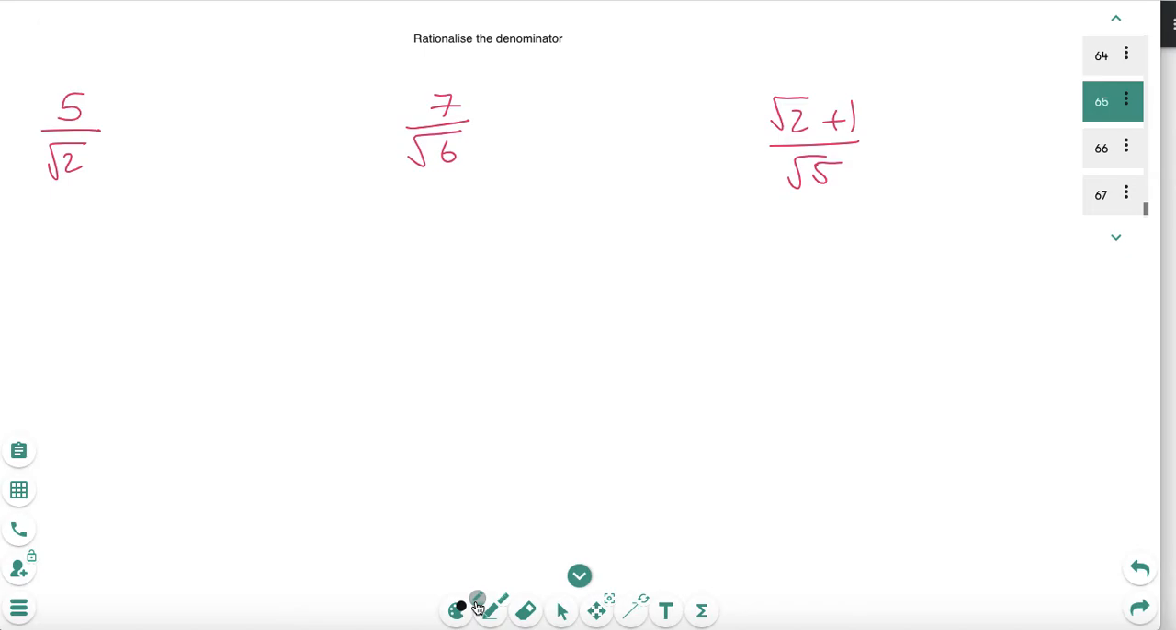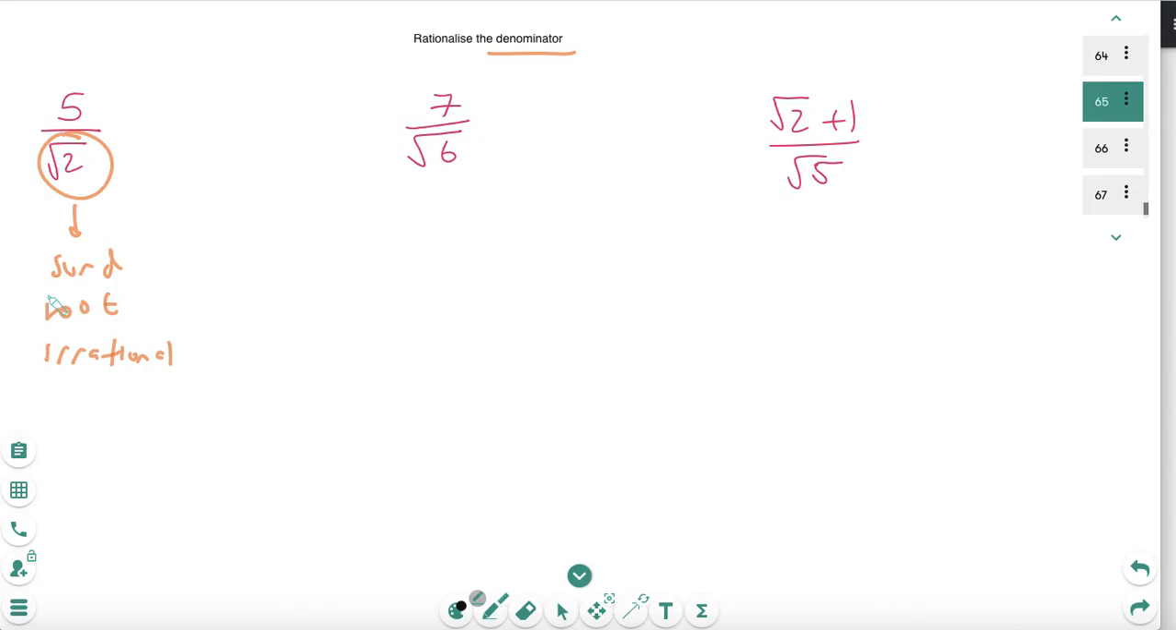Rationalize the denominator. Let's break down the vocabulary. What's a denominator? Well, it's the bottom part of the fraction. So we're going to be focusing on the bottom part of the fraction. Rationalize. What does rationalize mean? All right. Now, this is a surd. Another name for this is a root. Another word for a root is an irrational number.